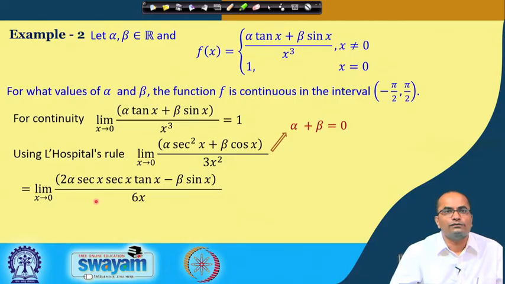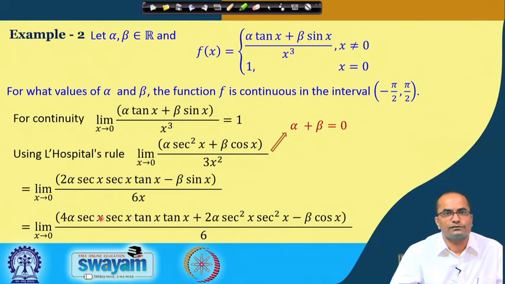And now, if we check what form we are getting here, this tan x will make this 0, sin x will make this 0. So, we are getting 0 in the numerator, divided by 6x, which is again 0. So, we are getting 0 by 0 form. So, we can apply the L'Hopital rule once again to this expression.